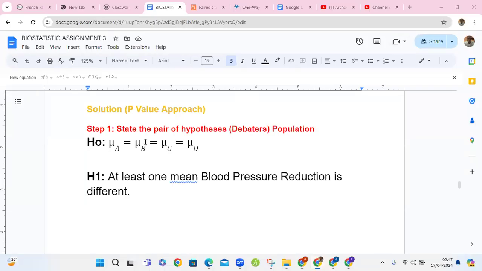So the null is written symbolically, making use of the symbol for population mean. And as you can see, it is saying that all the means are equal. There's no difference between the mean blood pressure reduction, whereas the alternative is saying that at least one mean blood pressure reduction is different.